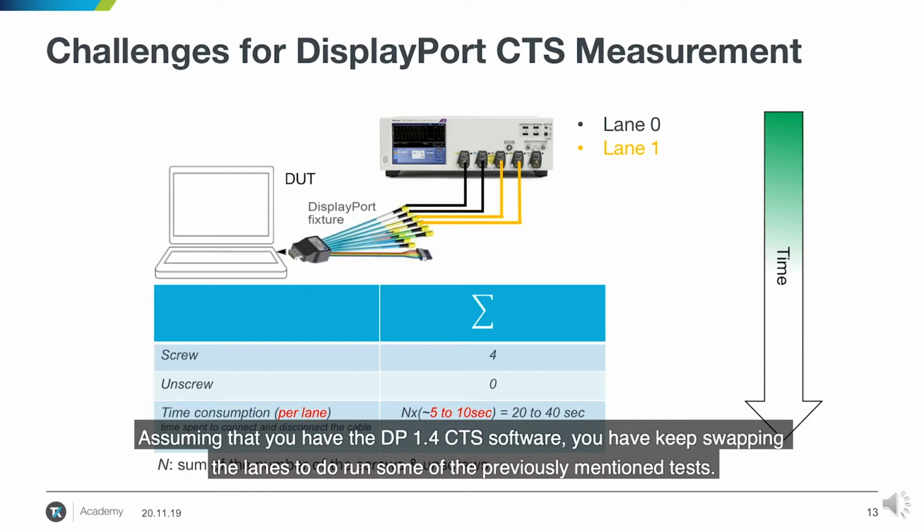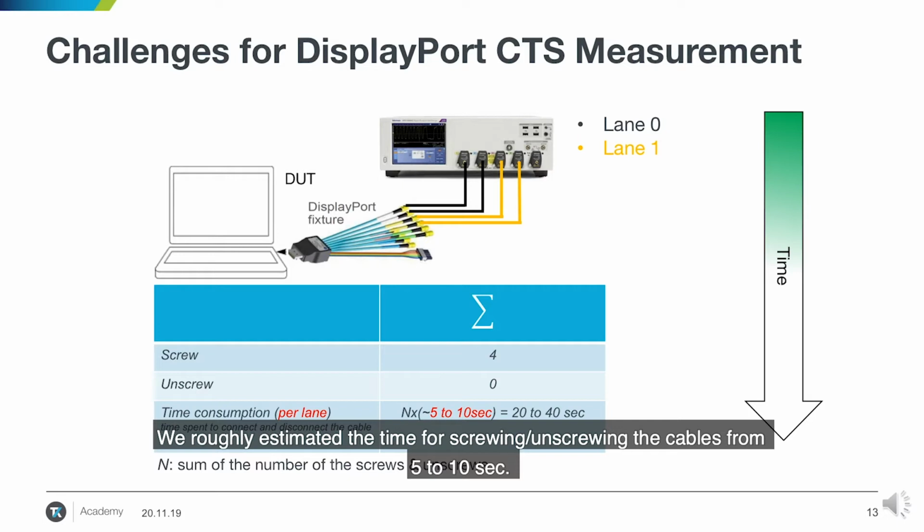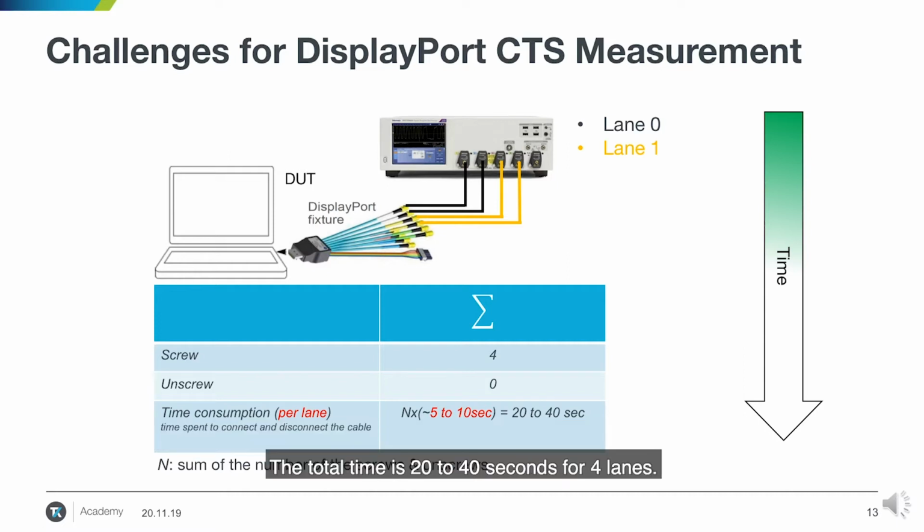Assuming that you have the DP 1.4 CTS software, you have to keep swapping the lanes to run some of the previously mentioned tests. To do so, you must unscrew and screw the cables. Here we show 4 lanes already screwed. That's why you see the number of screws is 4. We roughly estimated the time for unscrewing the cables from 5 to 10 seconds. That's an estimation. So the total time here is 20 to 40 seconds for 4 lanes.